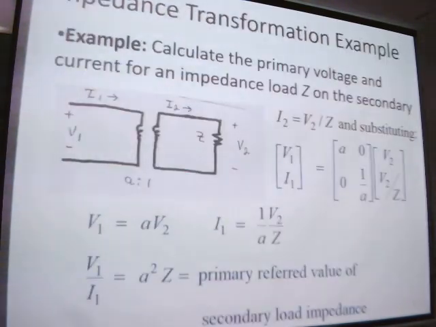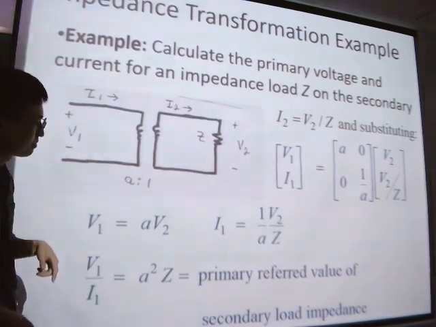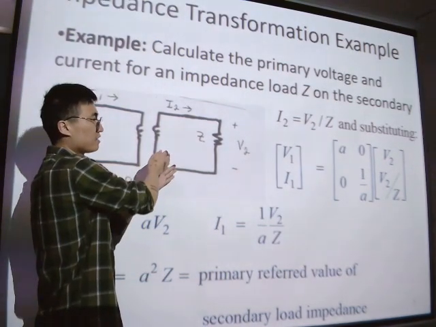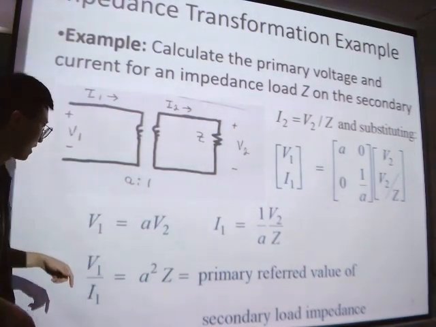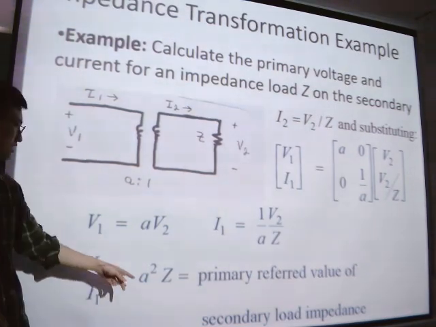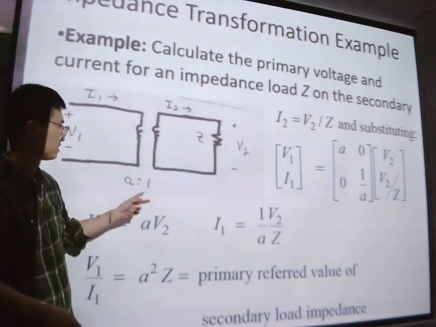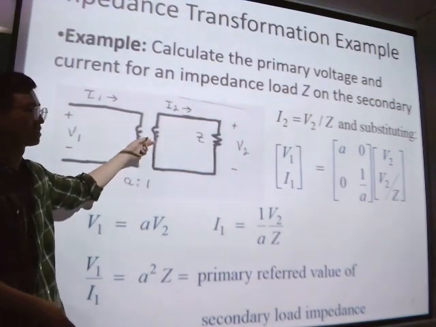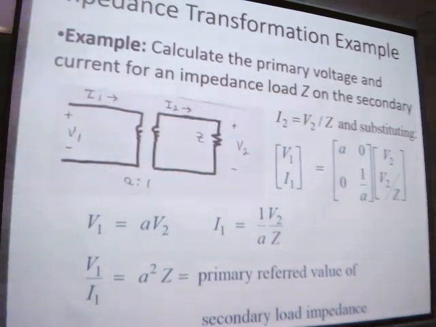Okay, so these three relationships: voltage is a positive relationship, current is a negative relationship, just like the turns in each side, and for the impedance, it should be the secondary mapped with a squared. The a here is the ratio of turns between these two sides, the primary and the secondary. Okay, so this is the ideal situation.